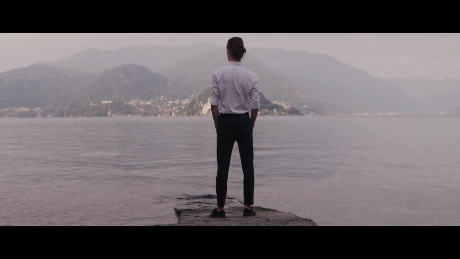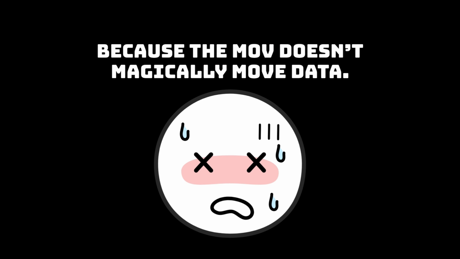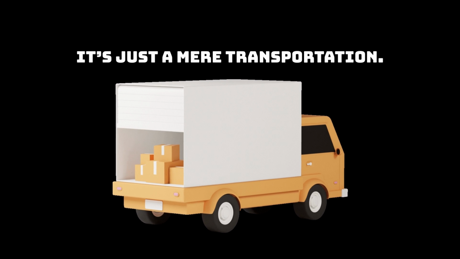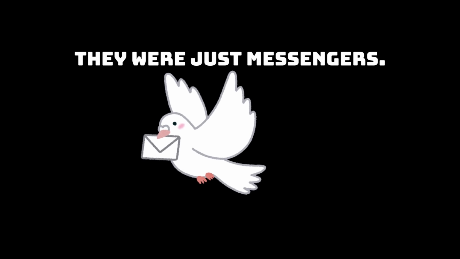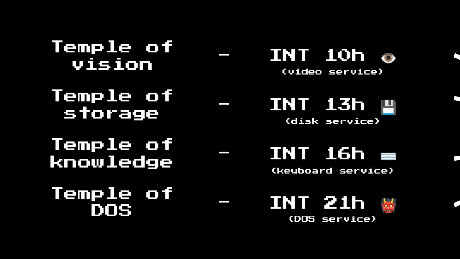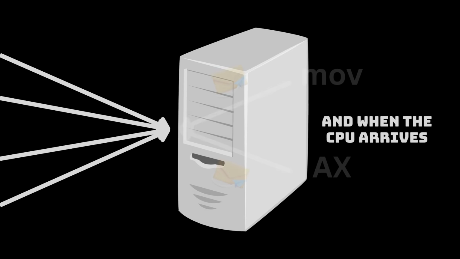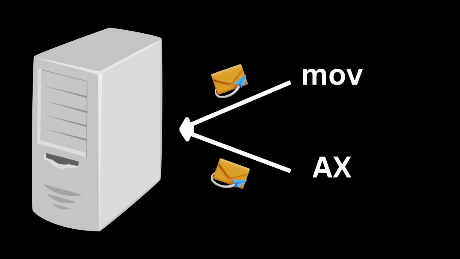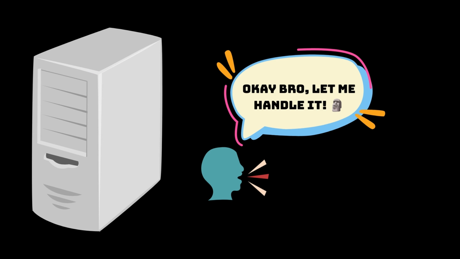After that, once again, assembly decided to ruin my day. Because the MOV part doesn't automatically do any work here. It's just a mere transportation. And the registers, they were just messengers. The truth is, INT was the true summoner of the CPU, and when the CPU arrives, MOV and AX send their query, and the CPU be like, okay bro, let me handle it.